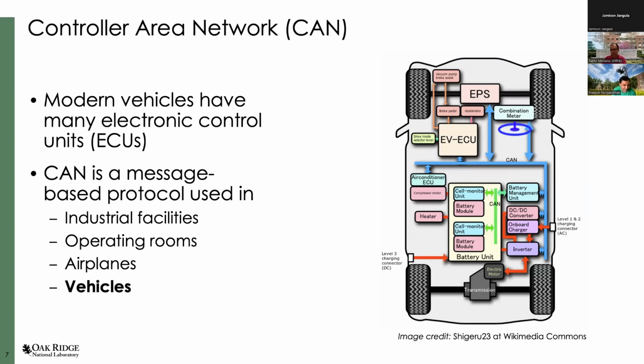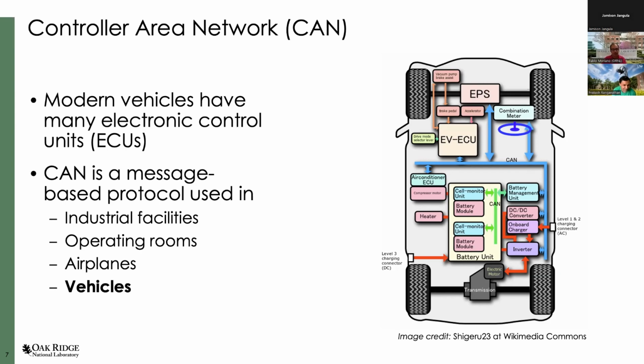Controller Area Network, CAN, is not only used for vehicles, but is widely used in other industrial applications or facilities, such as operating rooms, and in some cases in airplanes. So it's widely deployed in other kinds of applications. And in terms of vehicles these days, even when there are promising technologies to replace CAN, I would say that CAN is the widely deployed and used protocol for vehicles.